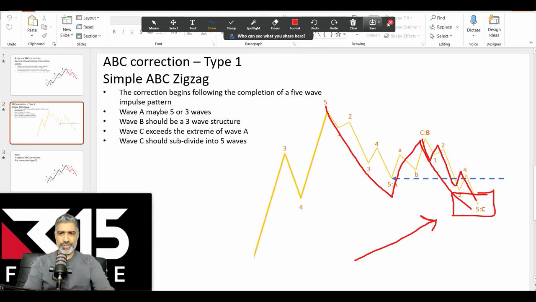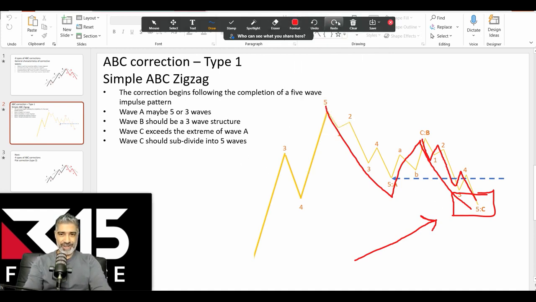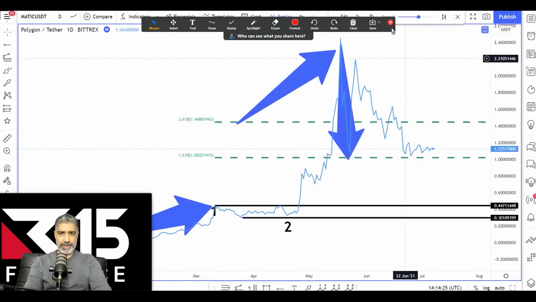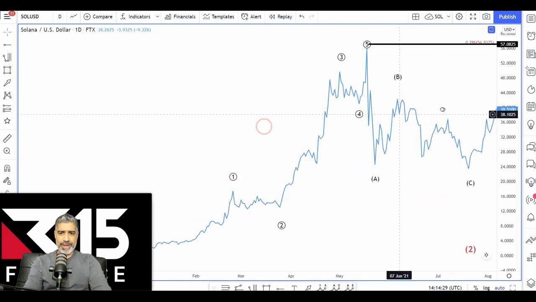In fact, let's use Solana as the example. That would have been a better example. Let's get rid of these drawings, and then let's just finish on Solana because I know I've got it open. Let's have a look. Solana. This is Matic Solana. Yeah, down here.